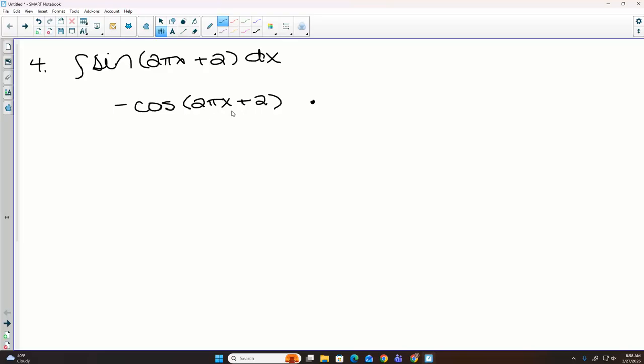What's the derivative of 2 pi x plus 2? 2 pi. So to cancel that, we need a 1 over 2 pi. So it's negative 1 over 2 pi cosine 2 pi x plus 2 with a plus c on the end.